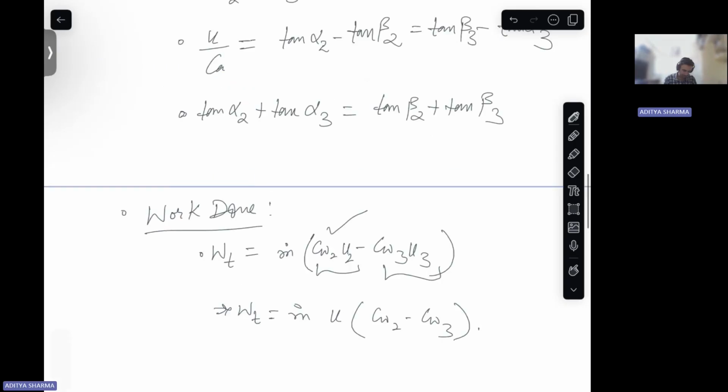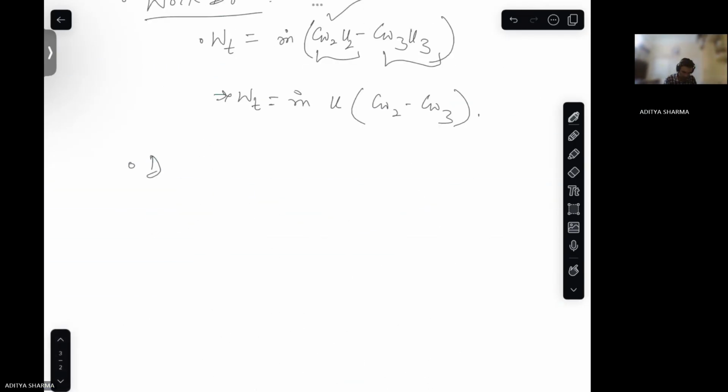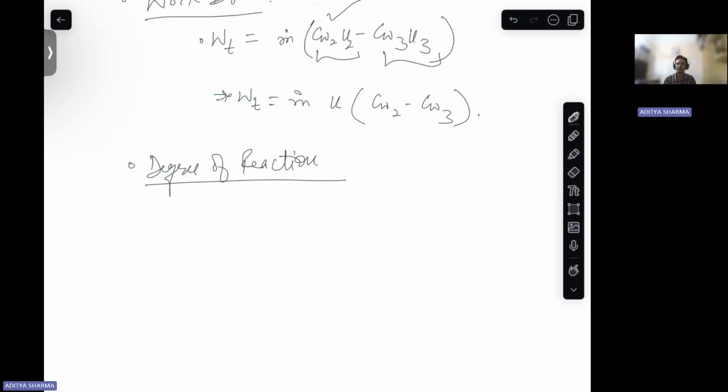Then I can just write for degree of reaction. So what is degree of reaction? Degree of reaction basically is the enthalpy change in your rotor divided by the enthalpy change across the whole stage, the nozzle and your rotor both. So that is your degree of reaction, and there is an expression for it.